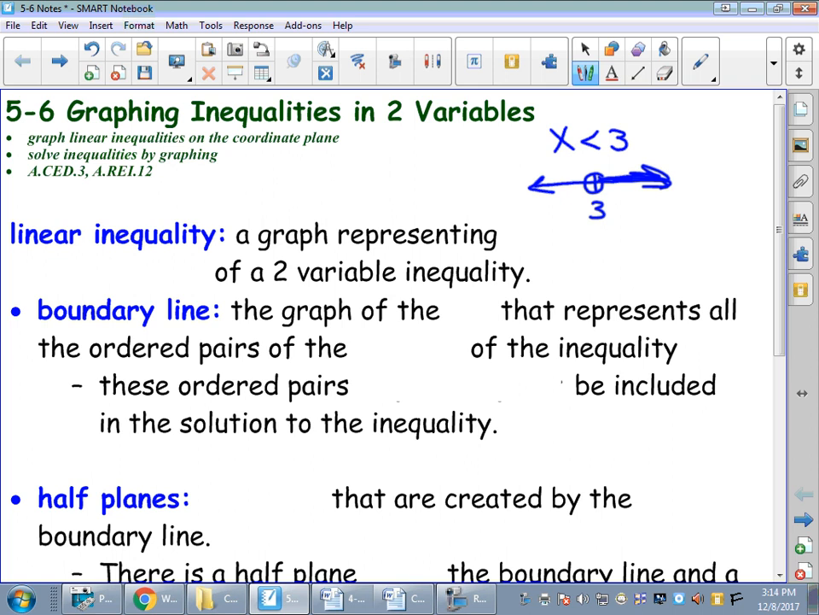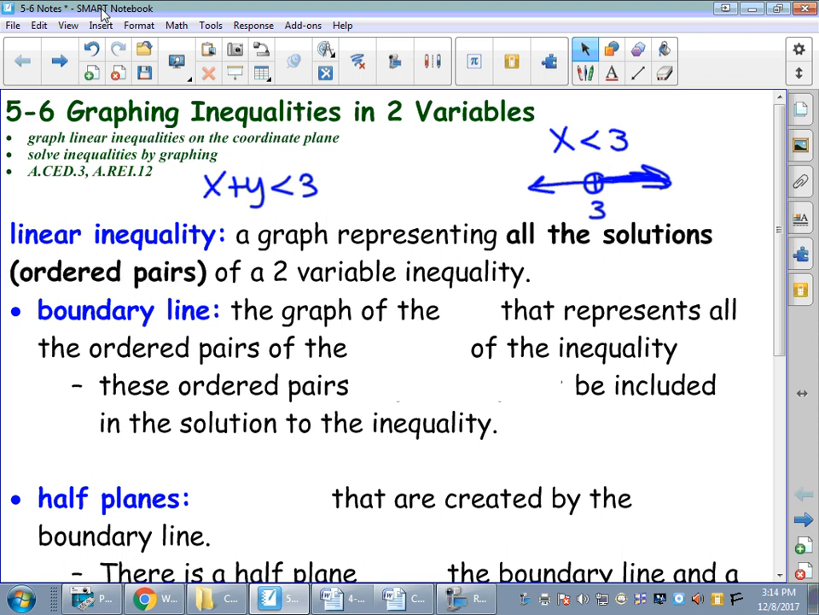So now what we're going to study is a linear inequality where maybe x plus y is less than 3. And so if you have two variables, now you have two number lines. So we're going to deal with the coordinate plane. So a linear inequality is a graph representing all the solutions of a two-variable inequality, all of the ordered pairs.